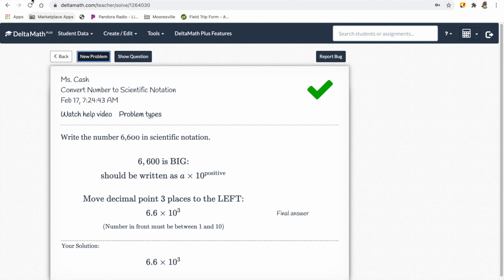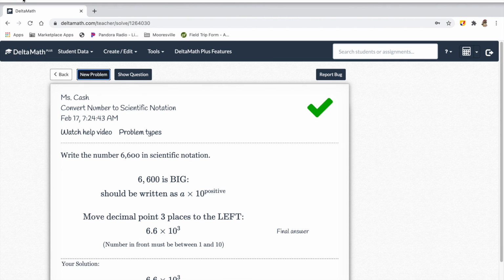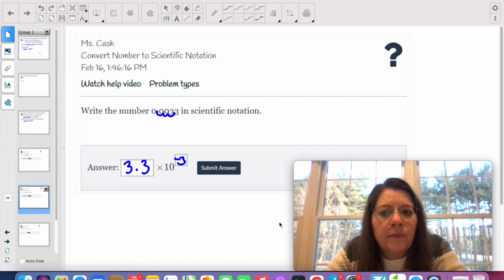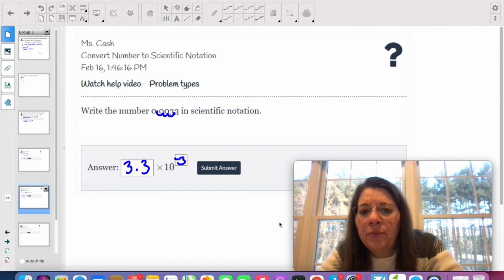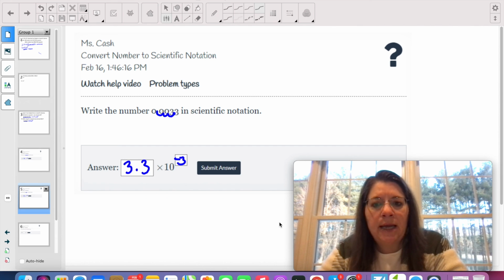And that's all you need to know how to do. So go through now and do the practice on Delta Math and see how you do.